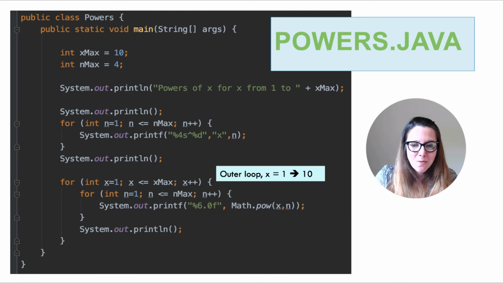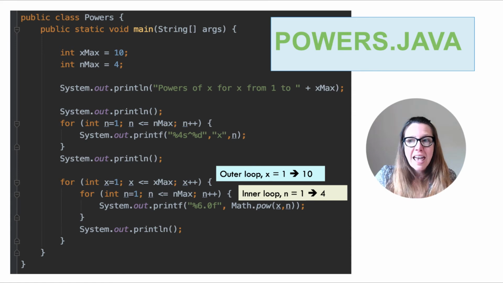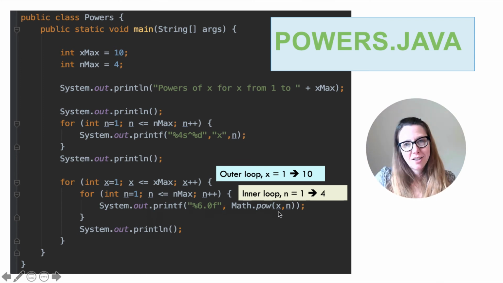So what this results in is we've created an outer loop that's running from x equals 1 to 10, and an inner loop letting n run from 1 to 4. On each line, we're going to output the power of x, which is x to the n. And then when we finish that line, we're going to print a new line, drop down, and start all over again. So we'll print x to the first, x squared, x cubed, x to the fourth, and then drop to the new line.